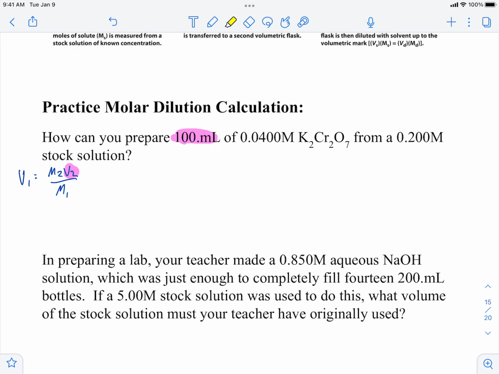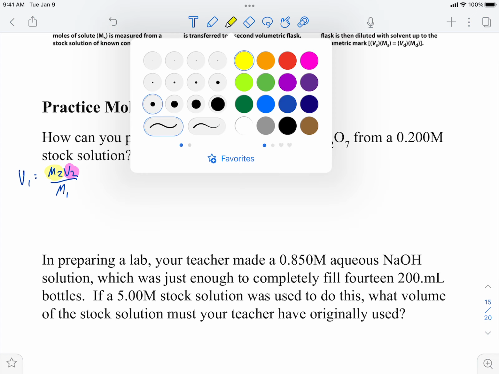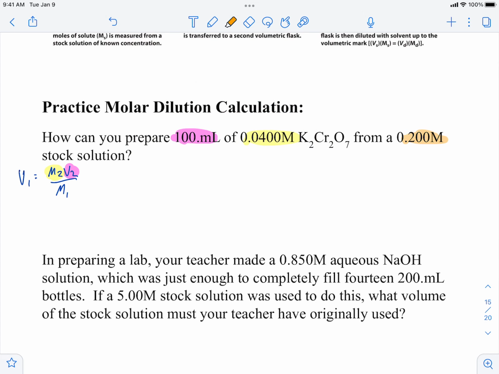What's 0.04 molar? What is that? It's a molarity, but which molarity is it? It's M2. And then elimination says that this is our stock solution. That's M1. Okay. So we run that calculation.